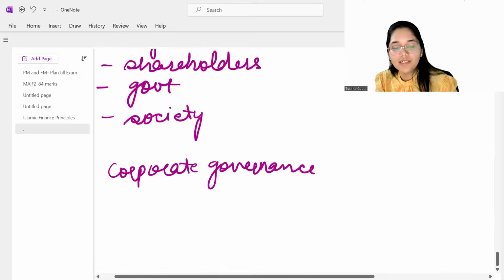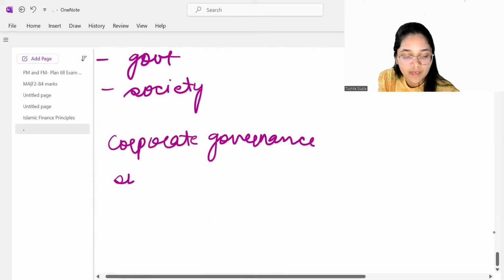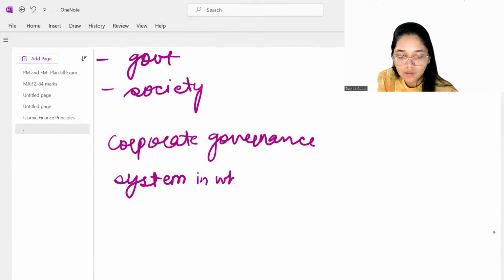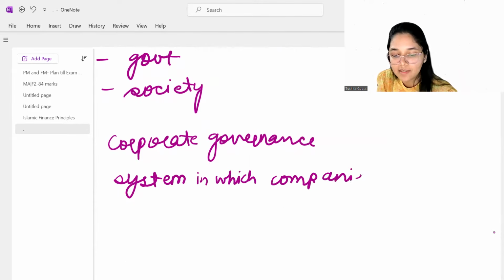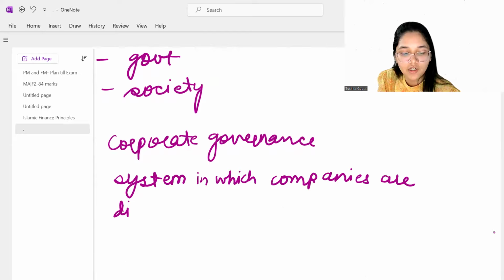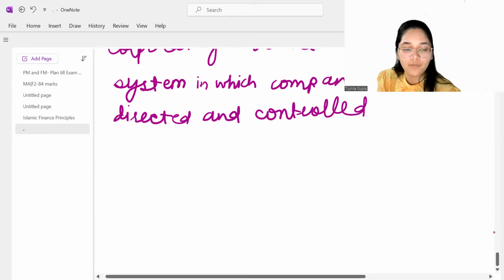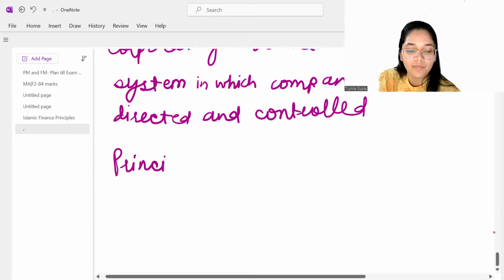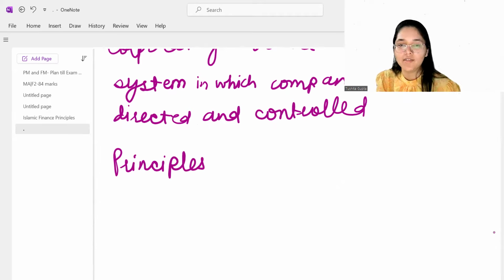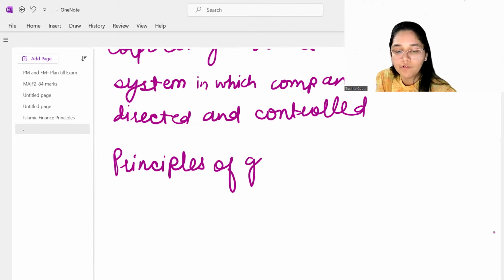So corporate governance is the system or the way in which a company is governed. By governance, we basically mean being controlled and directed. So the system by which a company is directed and controlled is what you will define corporate governance as. Now there are a few principles for corporate governance. What should be there in a company so that this conflict does not arise? So, principles of good governance.